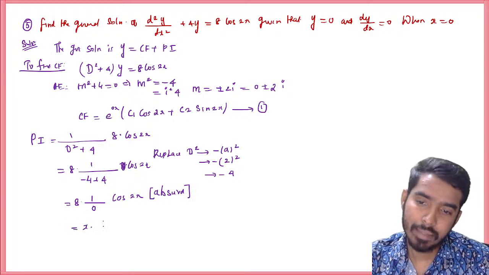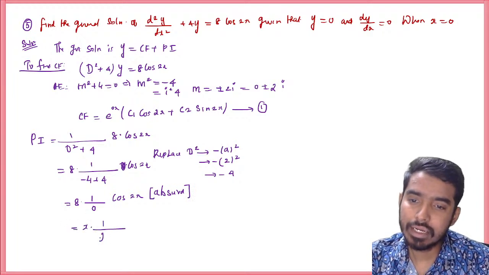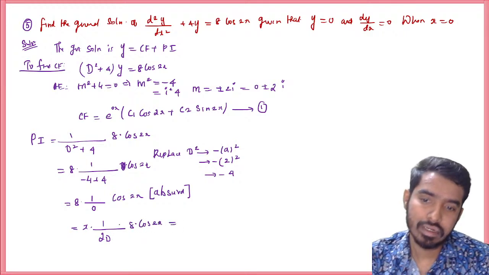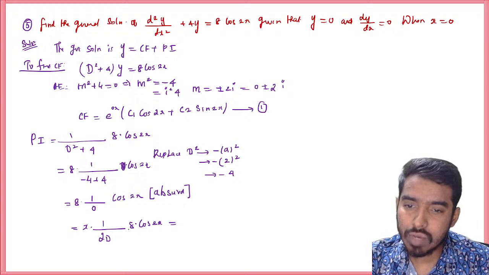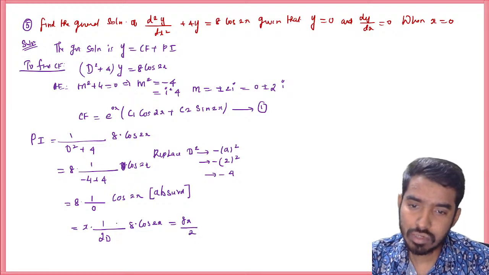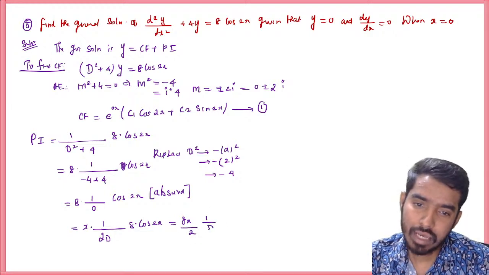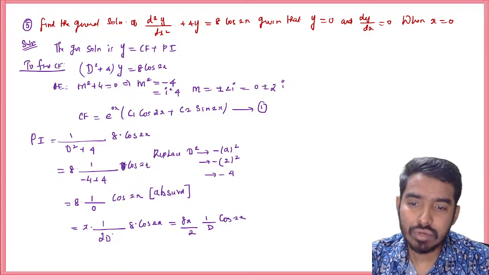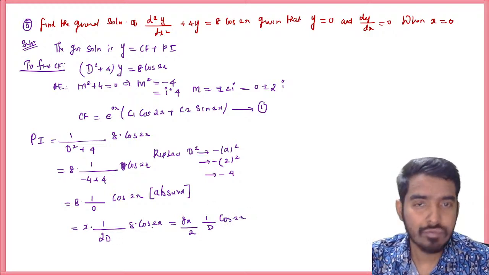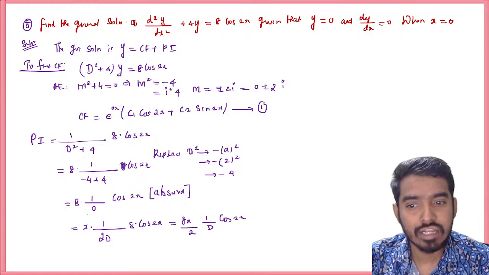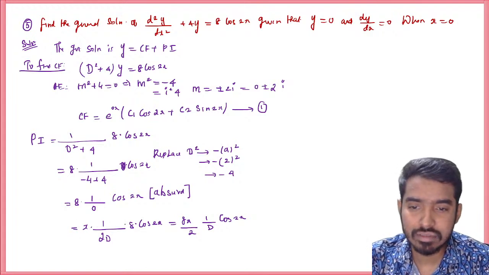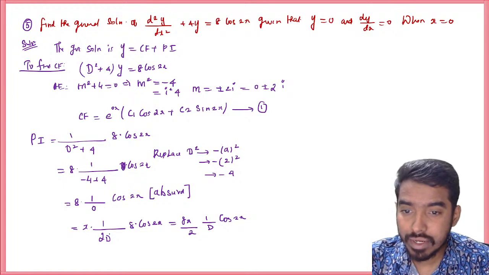What you have to do? Multiply by x and differentiate this denominator. We will have 2D, and we have 8 times cos 2x, right? So you take this 8x outside, divided by 2 also. So we have 8x by 2 outside, and 1 by D of cos 2x. Remember, you consider only this term, 1 by D of this term. The x is to the left of this, which means you don't bring this x inside. We have to integrate this function.